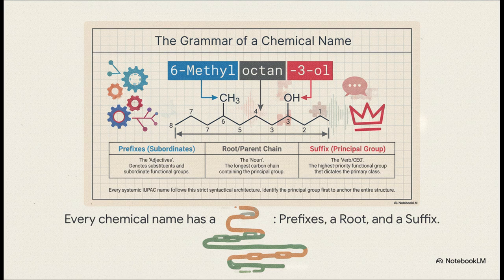Just look at 6-methyloctan-3-ol on the screen. The suffix, that "ol," that's like the verb, it tells you the most important thing happening in the molecule, that it's an alcohol. The root, "octan," well, that's the noun, telling you the main carbon chain has 8 carbons. And then you have the prefixes, like 6-methyl. Those are just the adjectives, describing all the extra bits and pieces. See? It's a language, and today we're going to get fluent.